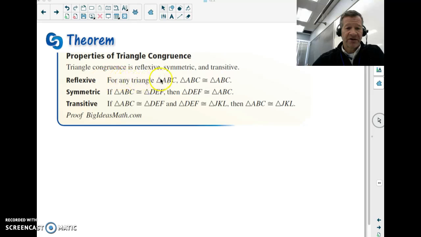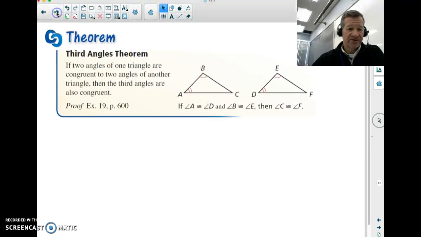Reflexive meaning, for any triangle ABC, triangle ABC is congruent to itself. Now it seems obvious, but it has a name, reflexive property. Symmetric, if ABC is congruent to DEF, then triangle DEF is congruent to triangle ABC. Again, seemingly obvious, but symmetric, just changing sides with the congruence statement. Now, transitive says if triangle ABC is congruent to DEF, and DEF is congruent to JKL, well then ABC must be congruent to JKL as well. So those are some properties we're going to be talking about.